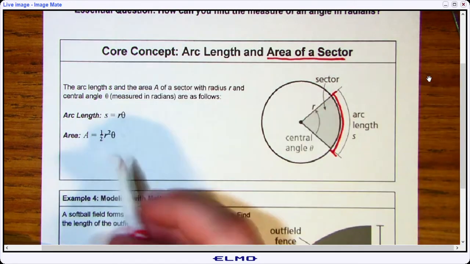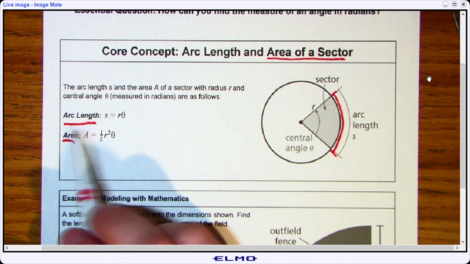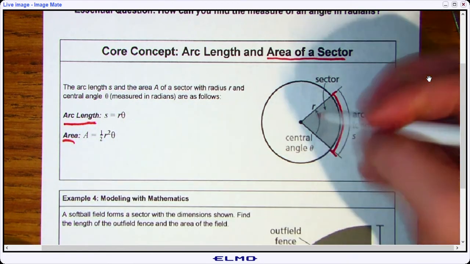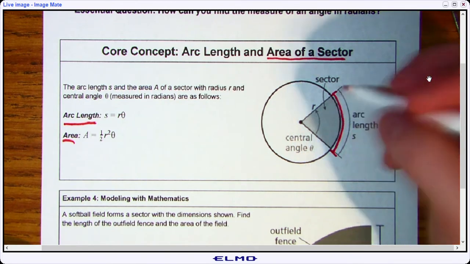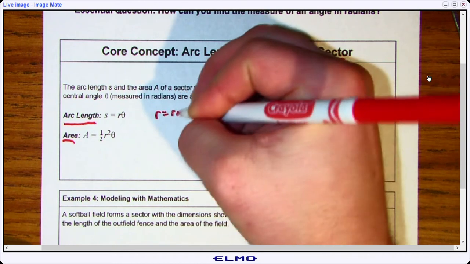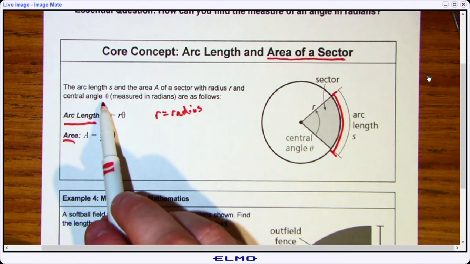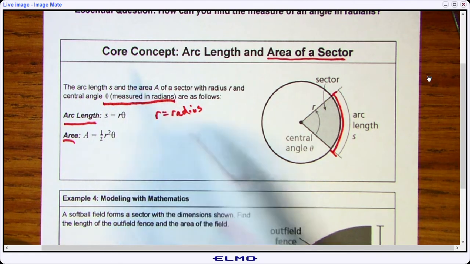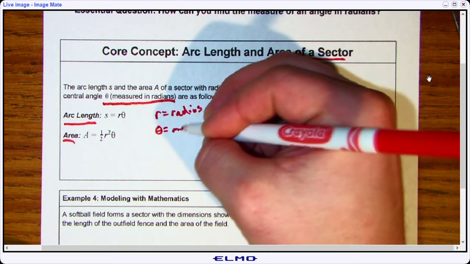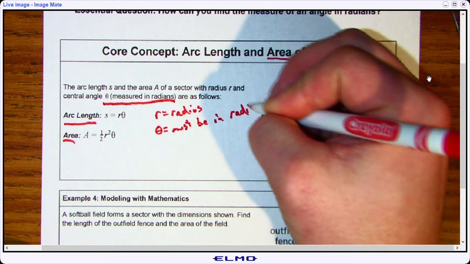when we use these formulas, we've got some nice formulas for arc length and area. For arc length, it says arc length is equal to the radius times the degree measure. The radius is just, so r equals the radius. But this degree measure has to be in radians. So our theta must be in radians.